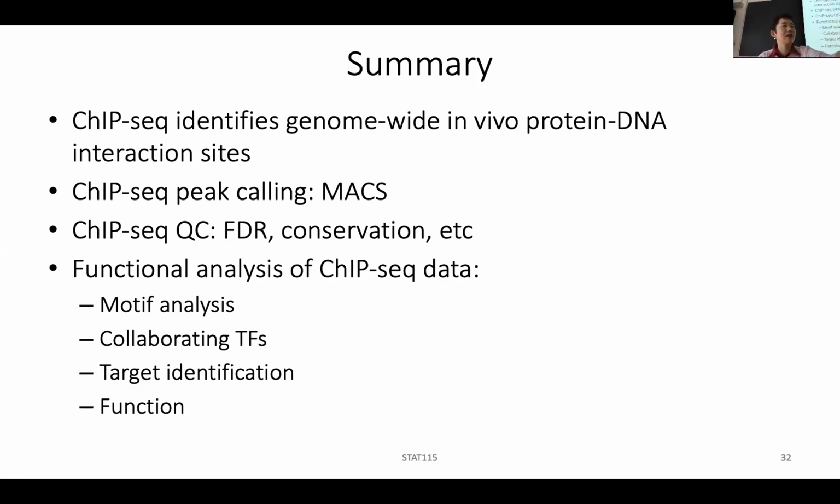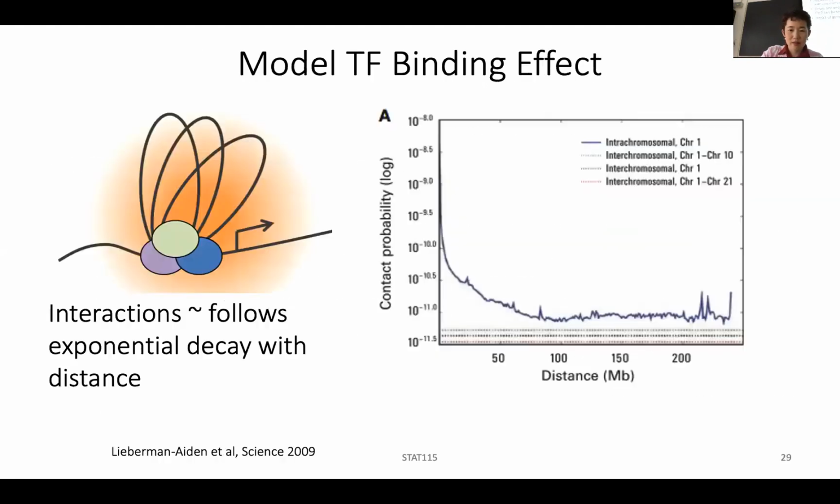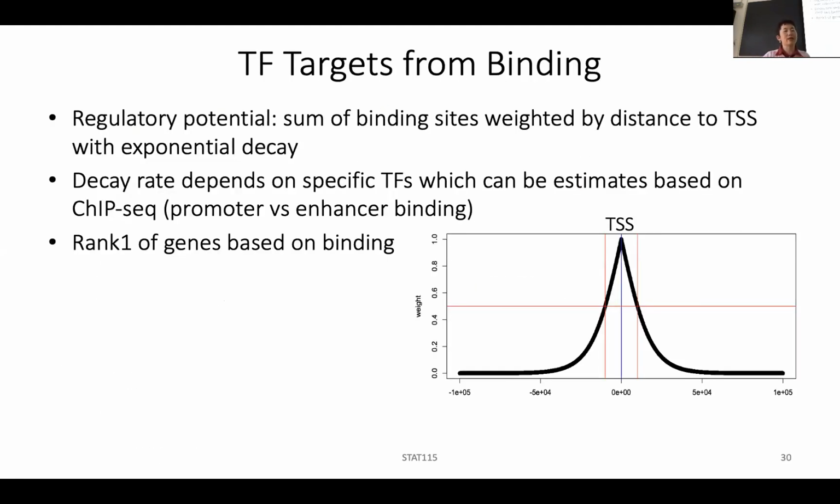Okay? Yes? Here's again, how can we rank genes based on binding? So let's look at this situation. We look at every gene and look at all the binding sites within 100 kb from this gene, right? And if a binding site is right at the transcription start site, it is weighted 1. If it's binding further away, then it's weighted less and less and less. And at the end, we add up everything weighted by the distance to get a score.